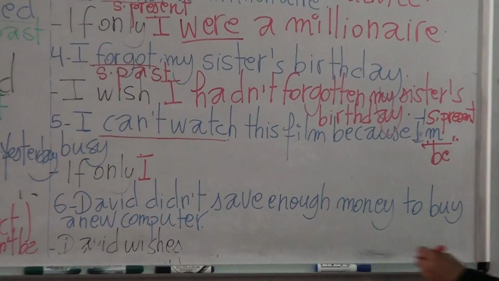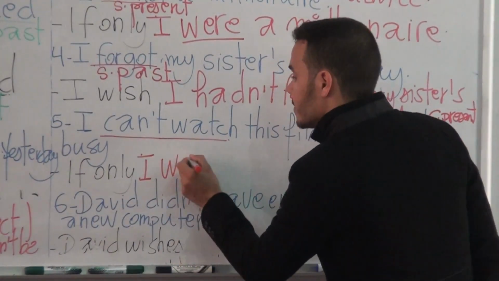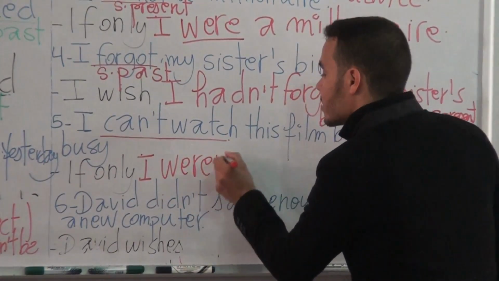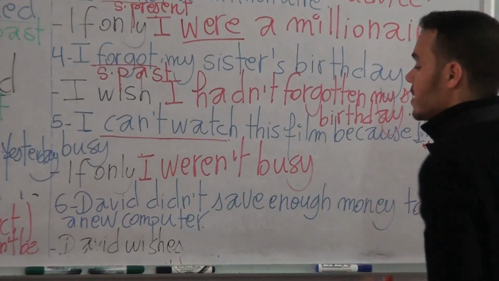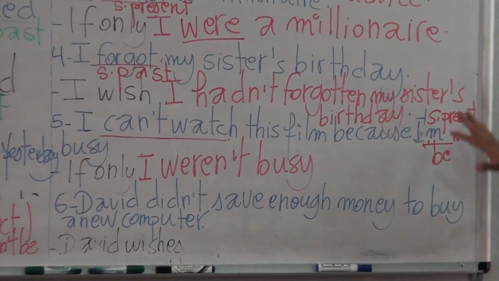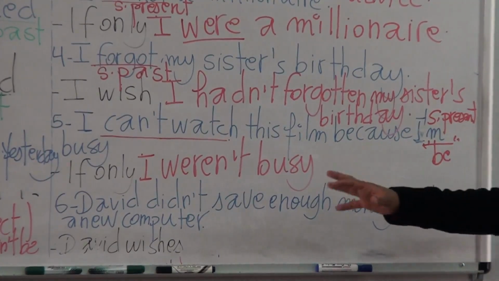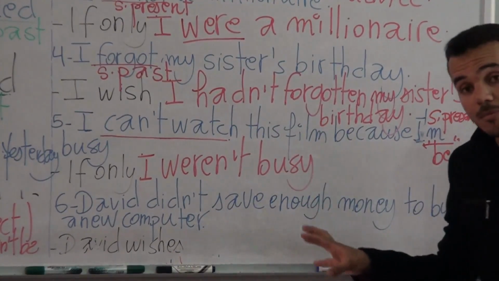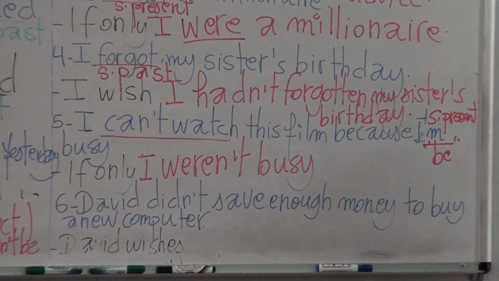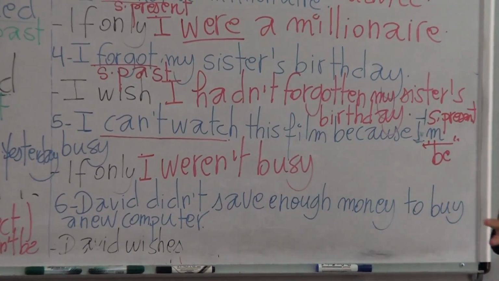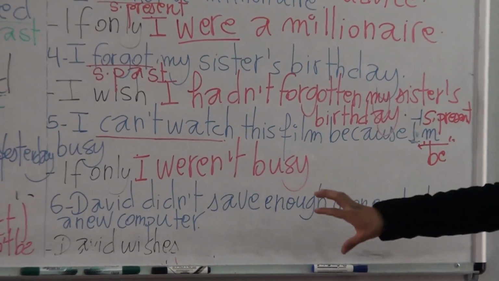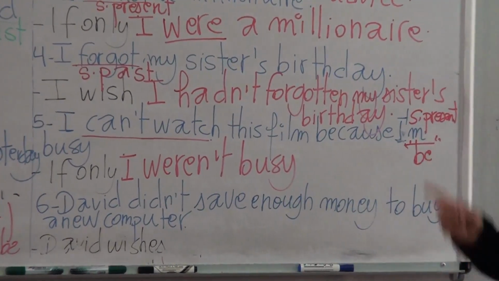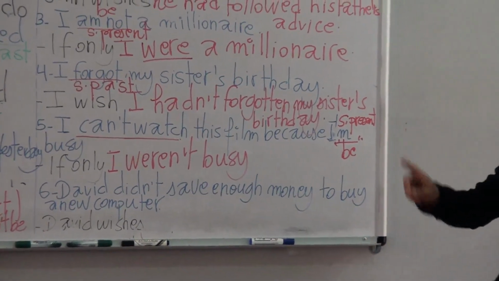I were not or weren't busy. Actually, I am busy. I don't have time. So I can't watch this film. So I am going to wish the opposite. I wish my situation, which is being busy, were different. If only I were not busy.